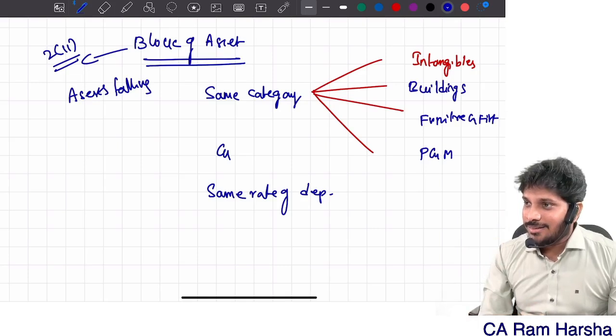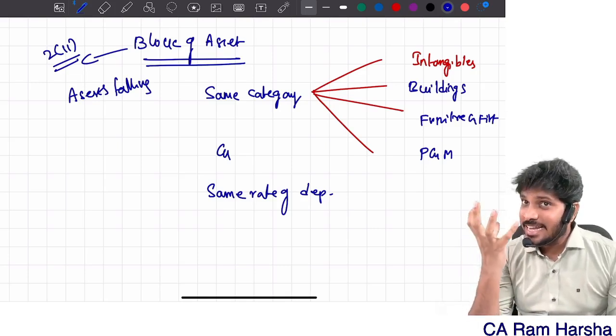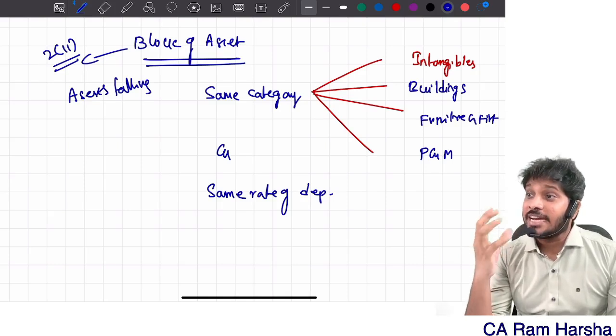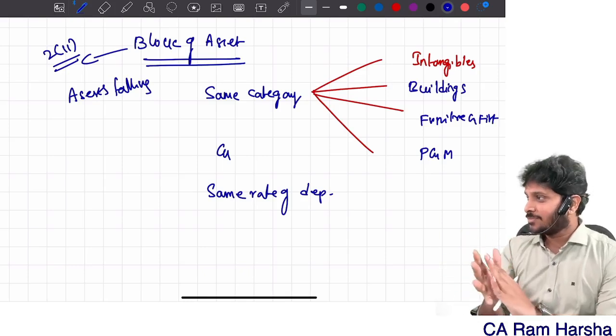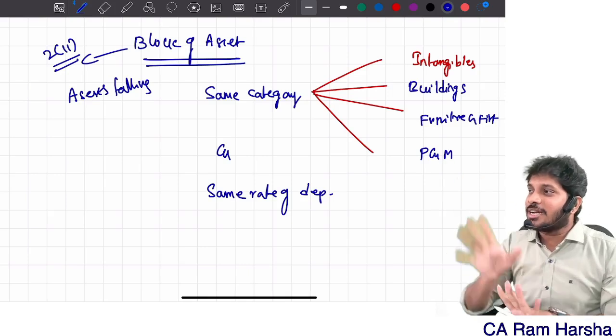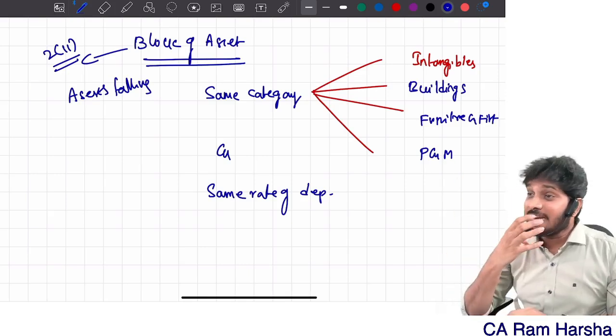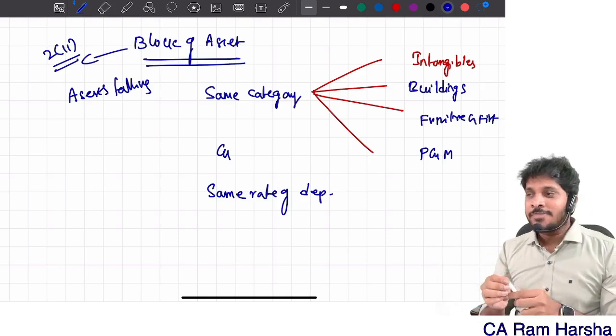Ceiling expenditure, interior, furniture. Interior generally comes under furniture. Interior is something decorative. Anything that is decorative, for convenience or comfort, generally comes under furniture. Plant and machinery, yes or no?